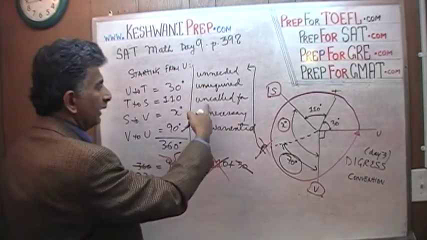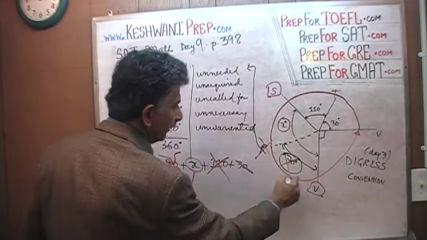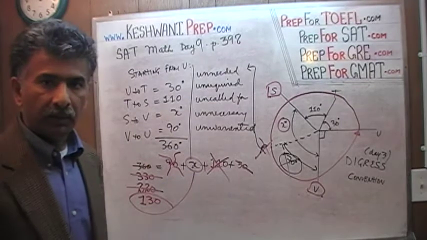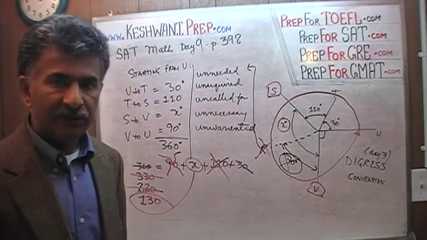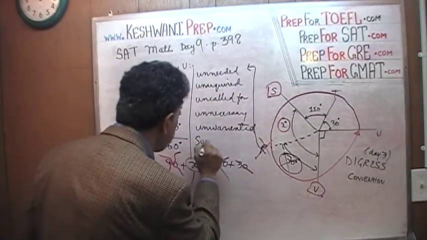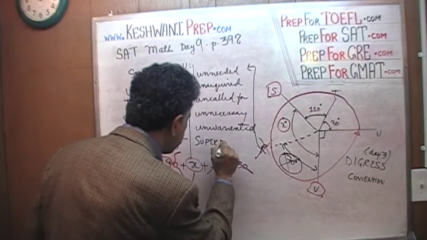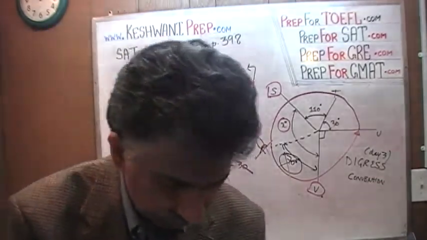Unneeded, unrequired, uncalled for, unnecessary, unwarranted. This R and this 70, they were unneeded, unwanted, unrequired, uncalled for, unnecessary, unwarranted. And something that is unnecessary, unwarranted, uncalled for is said to be superfluous.